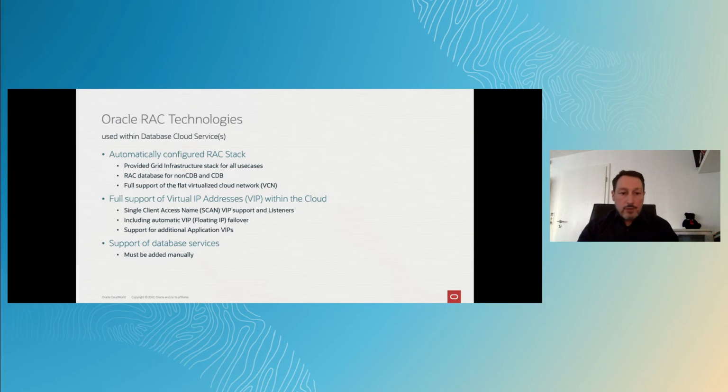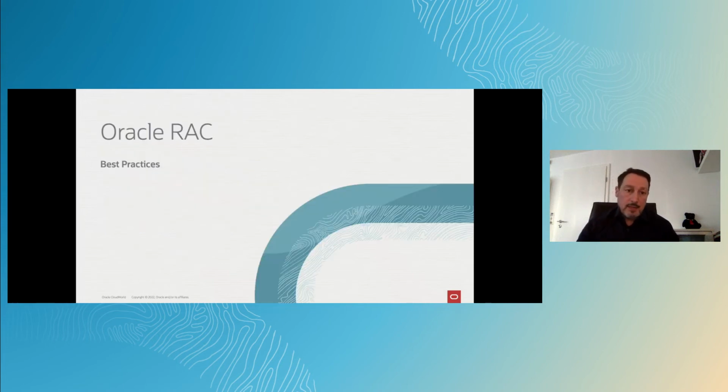Let it be the SCAN virtual IP addresses or the floating IP addresses for your host. So in OCI, the virtual IP addresses are called floating IPs, and this is fully supported. And as we will see later, we do support the use of additional application VIPs. What the co-managed database cloud service does not have out of the box today is that we do not deploy them automatically with the database service, which means you need to create them, which I will come to in the best practice part now.